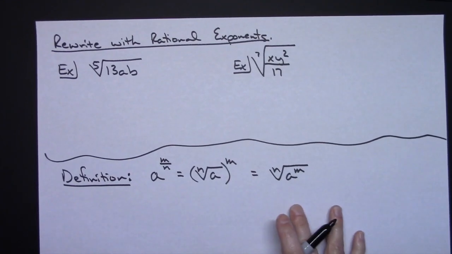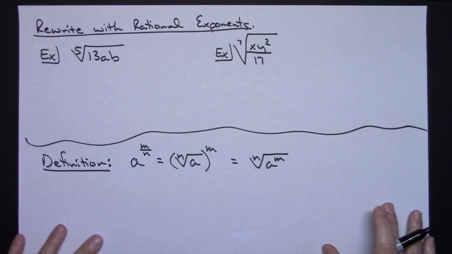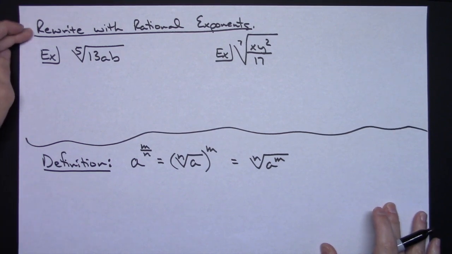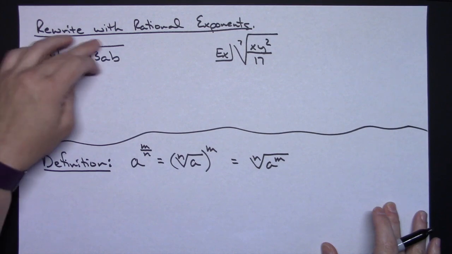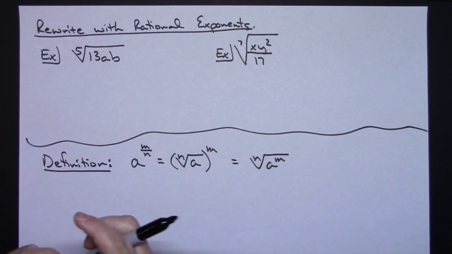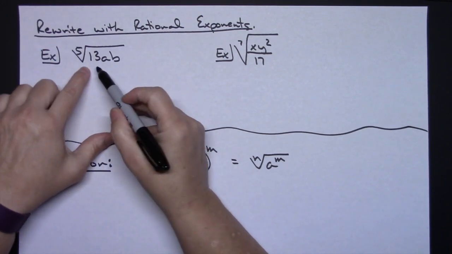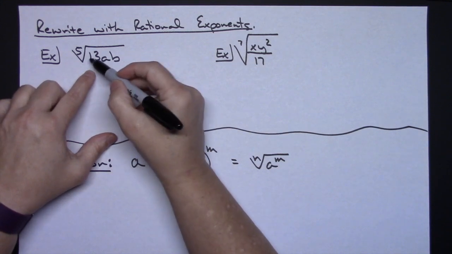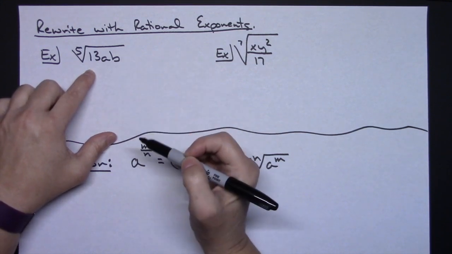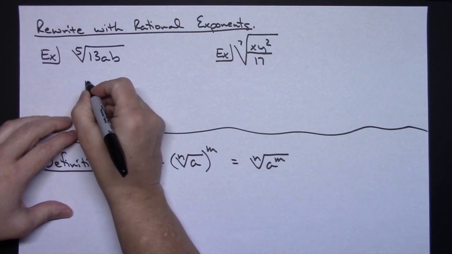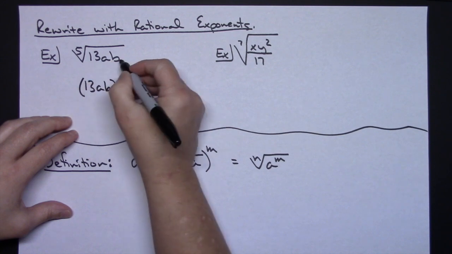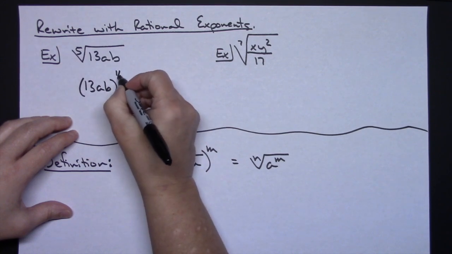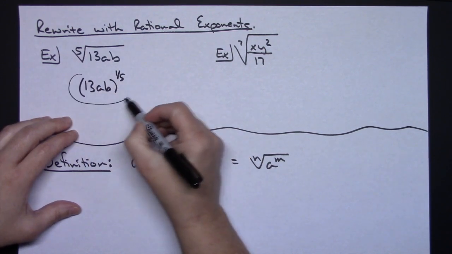Now let's show the rule going the other direction. How about if it said rewrite with rational exponents and they gave it to you in radical form. So this would be the 5th root of 13ab, and that's all to the first power. I would rewrite as 13ab, that being my entire base because the entire thing is underneath the radical, and then raised to the 1/5.